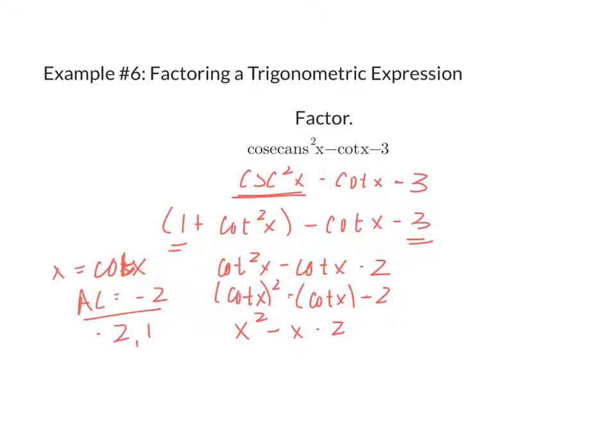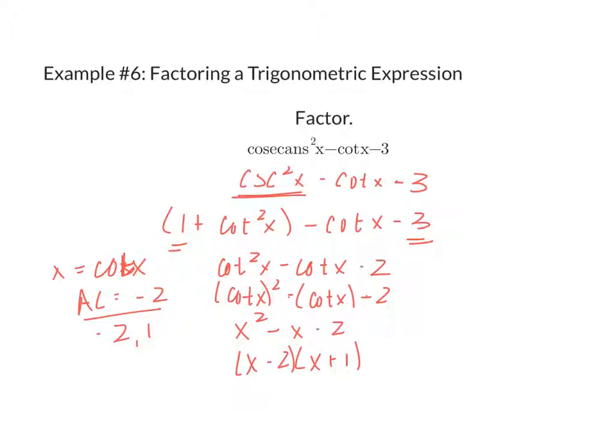So since the coefficient of x squared is 1, we can jump to the factors and say that they are x minus 2 and x plus 1 without doing the whole process. Again, you can only do that if the coefficient of your x squared is 1. If it's any other number, you have to go through the whole process like we did on the last example.